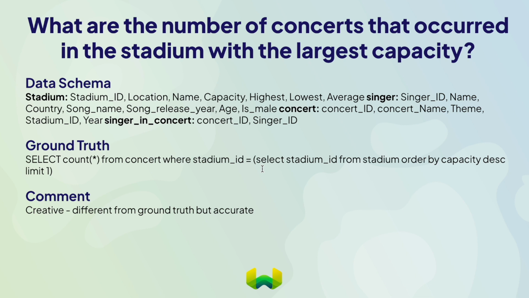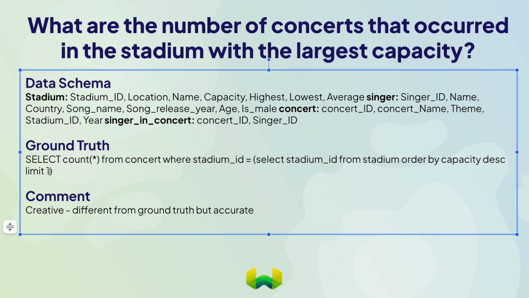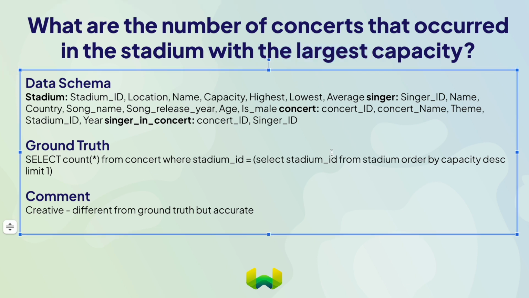So now we're doing an aggregation. We're selecting the count from concert where stadium ID equals, and then we have this nested query where we select stadium ID from stadium, and then we order by the capacity because we want the largest capacity, and then we limit it to 1 because we just want the largest capacity, not a list of the top 5 largest capacities. So now we're seeing this concept of an inner query, a super interesting concept again of translating this into SQL.